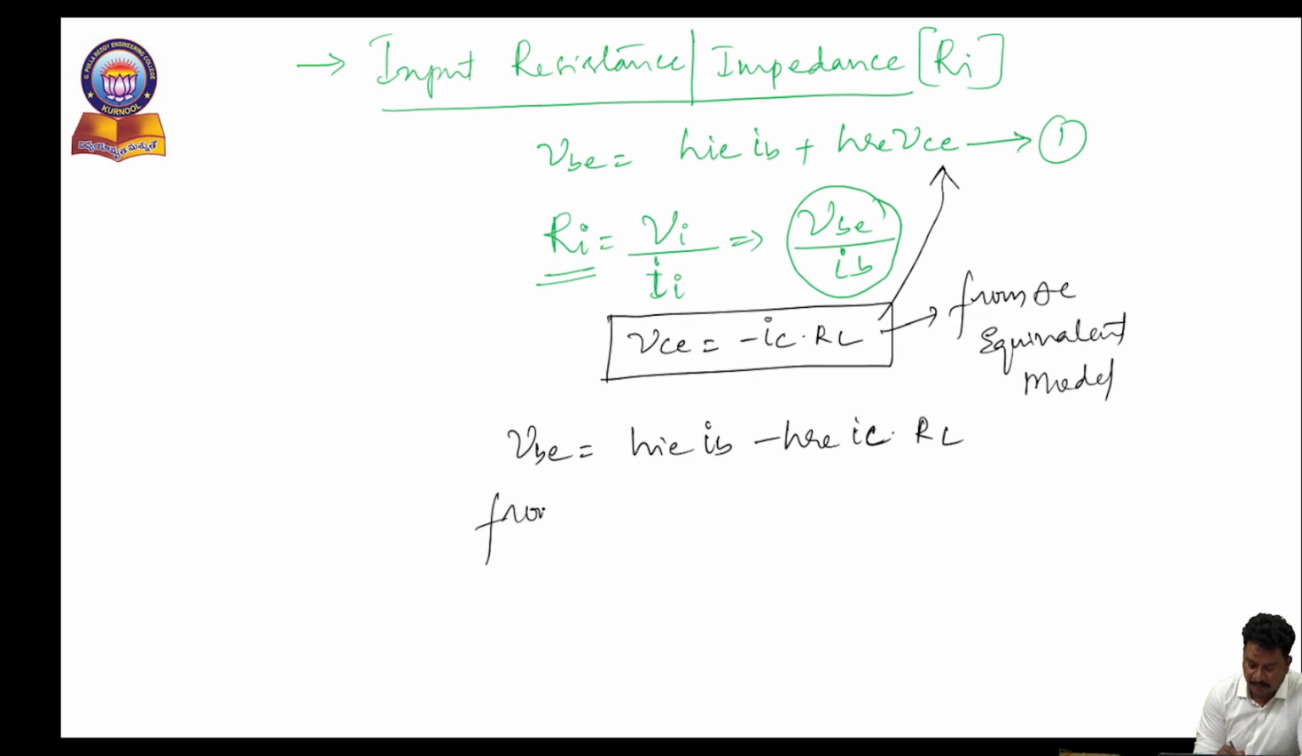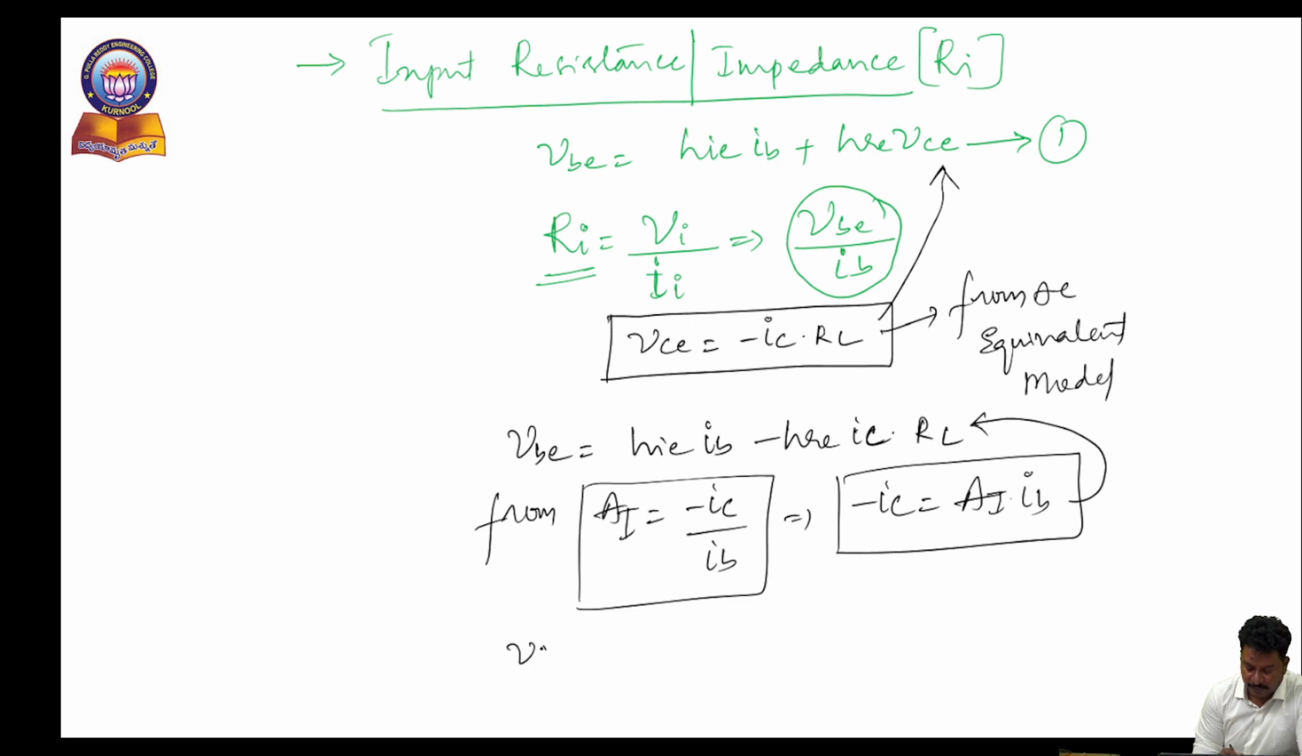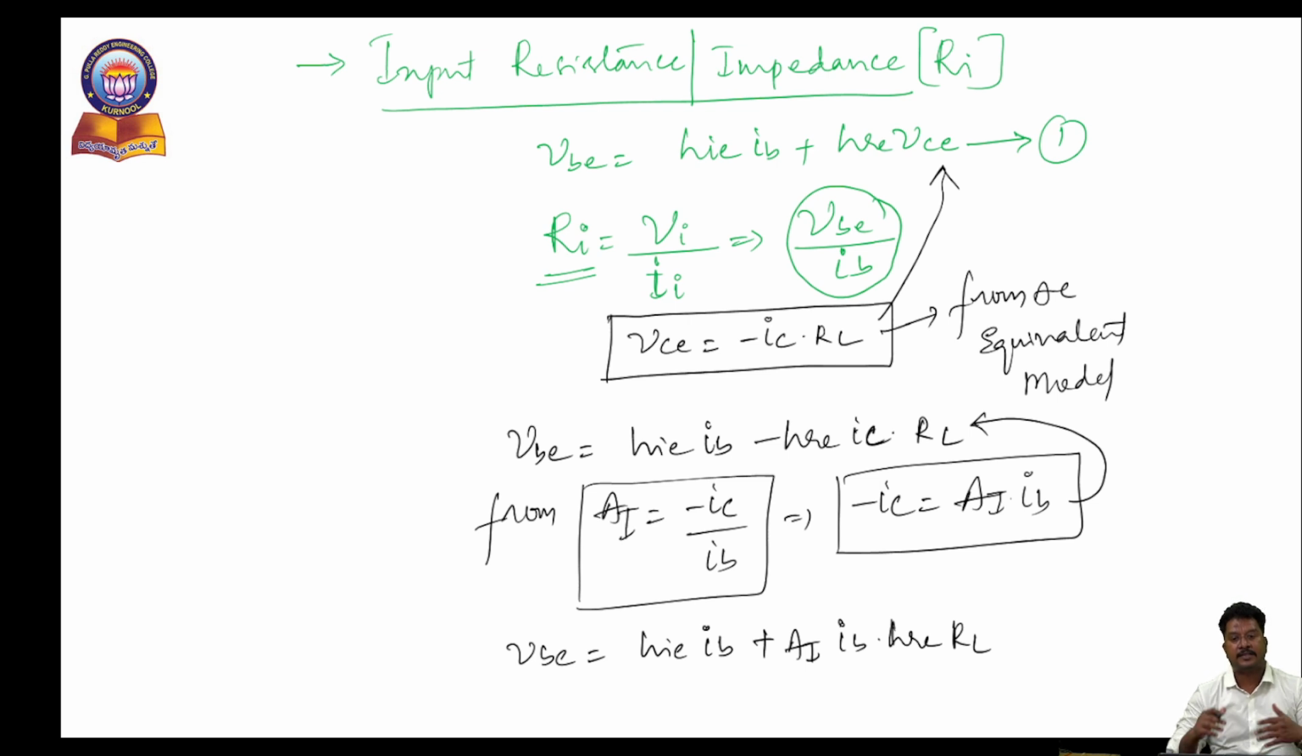From the current gain, we know that AI is minus IC by IB, just as we defined. So in place of minus IC, I can consider AI into IB. We have to substitute this in the above equation. Then VBE is equal to HIE into IB plus AI IB into HRE into RL. After substituting this minus IC value, we get this resultant equation.